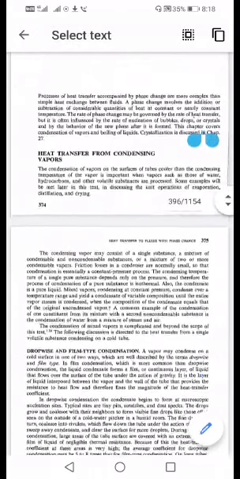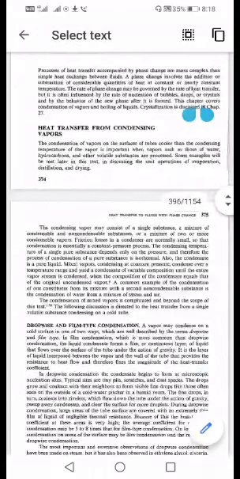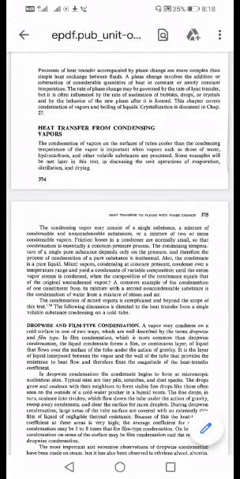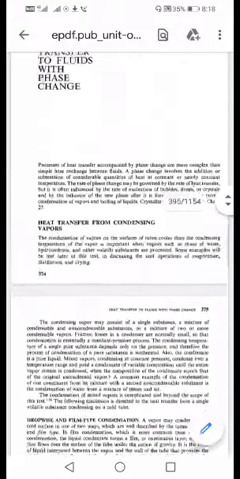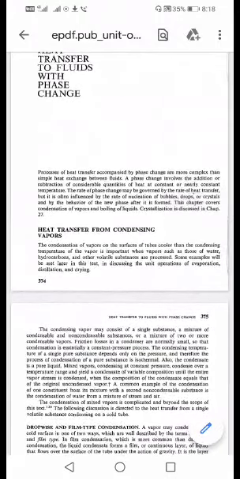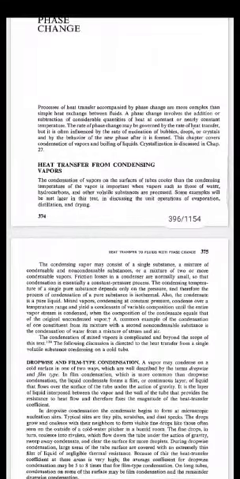Now this chapter is dealing with the condensation of vapors and boiling of liquids. Basically, crystallization also comes under this chapter, but it has been covered in mass transfer. So later on, you can learn about it.